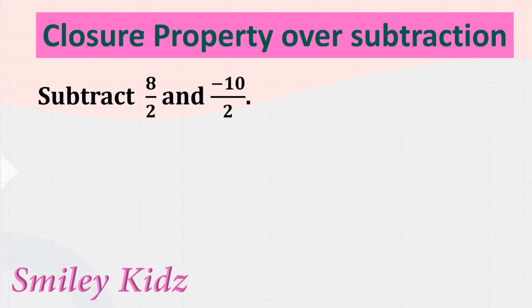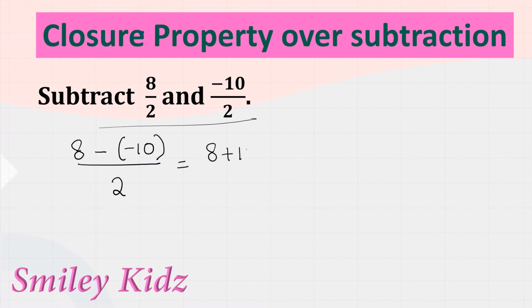Closure property over subtraction. So, here is an example. Subtract 8 by 2 and minus 10 by 2. 8 minus of minus 10 by 2, which is equal to 8 plus 10 by 2, which is 18 by 2. We can simplify this. 2 times 1, 2 times 9, which is equal to 9 by 1 or 9.